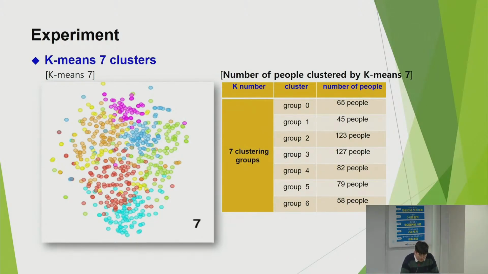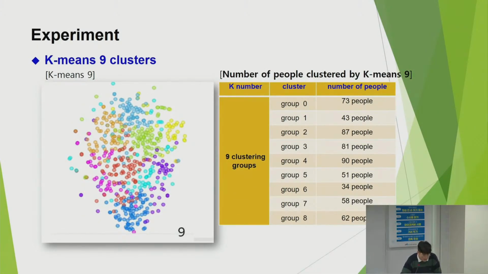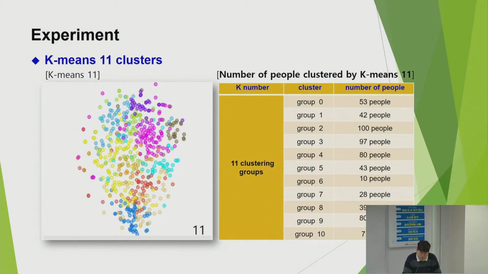When the 7 groups were grouped and visualized, the yellow group and the orange group show a distribution in which the boundary was not properly divided. Next, when 9 and 11 groups were grouped and visualized, the distribution showed more undivided boundaries.